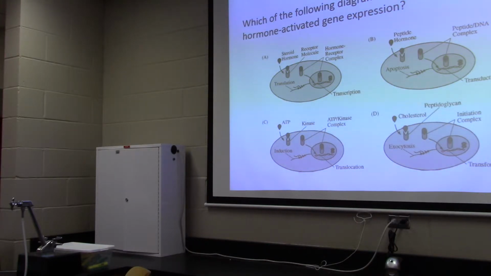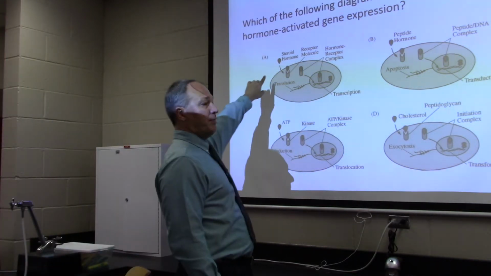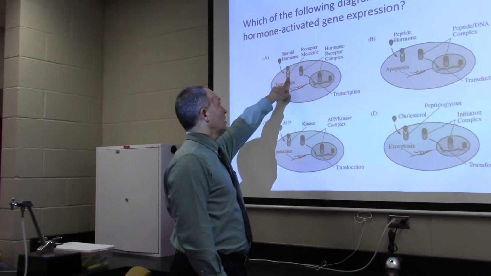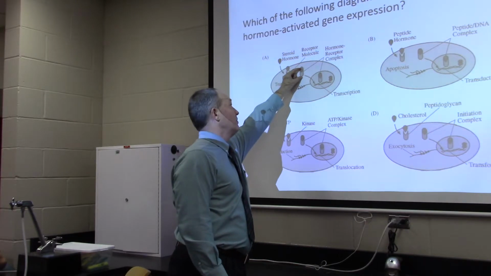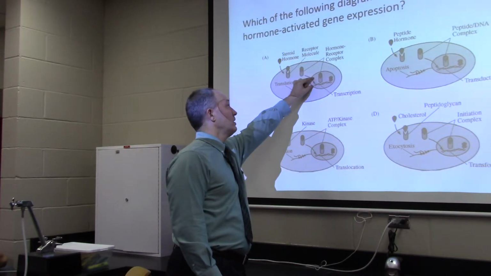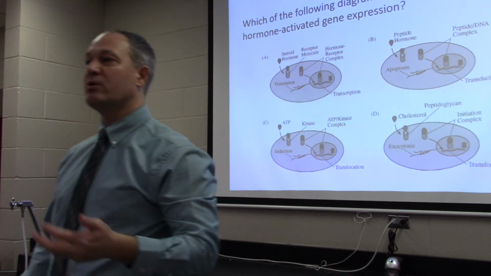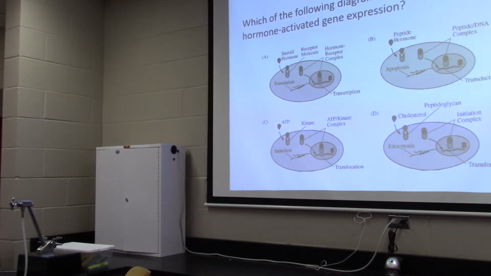What do you guys think on this one? A looks good, right? Remember, steroids like testosterone are lipids. They go straight through the membrane, which you see happening here. They bind to an intracellular receptor. Together, that receptor and the hormone go into the nucleus, bind to DNA, turn on specific genes. They act as transcription factors for specific genes. So A looks good.